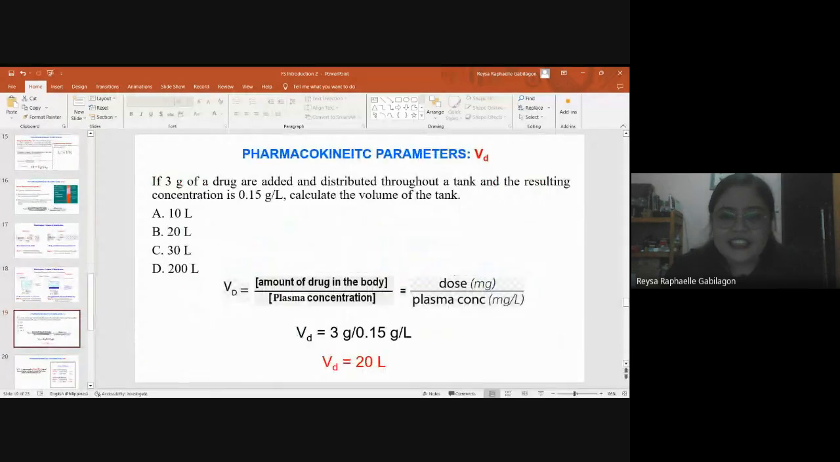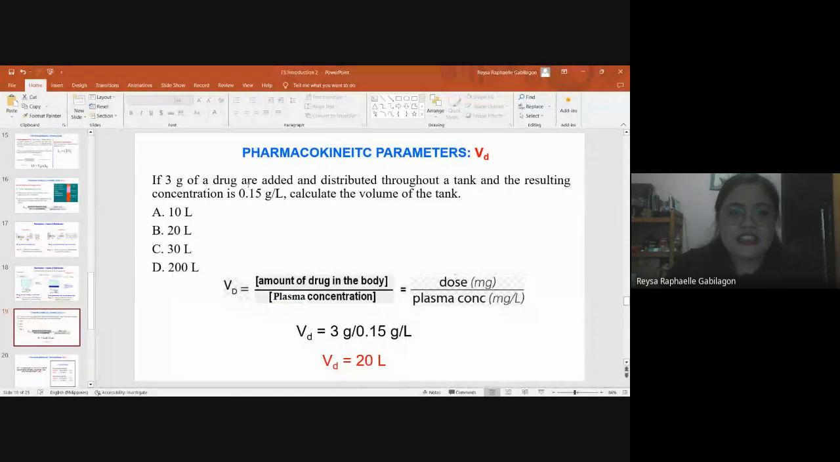So, this one is an example. Wait lang. So if 3 grams of drug is being administered or added and distributed in a tank, the resulting concentration is 0.15 grams per liter. So calculate the volume of the tank. So this is an example of a computation of the volume of distribution.